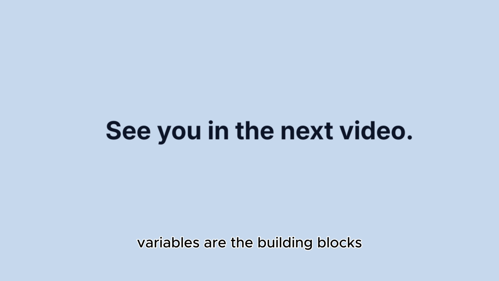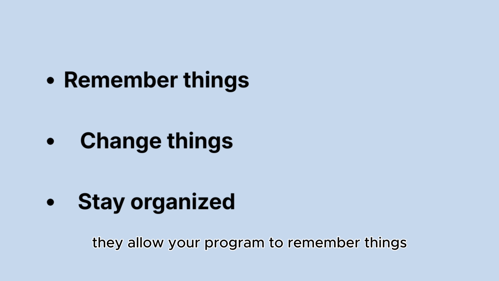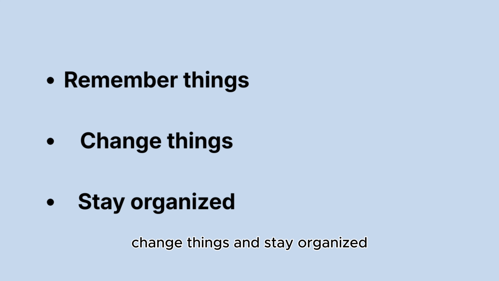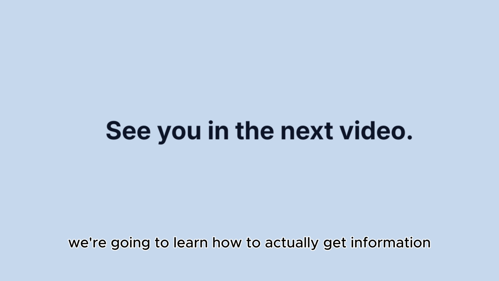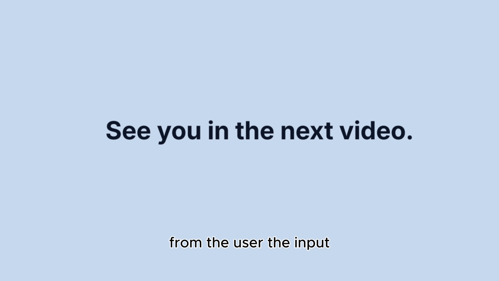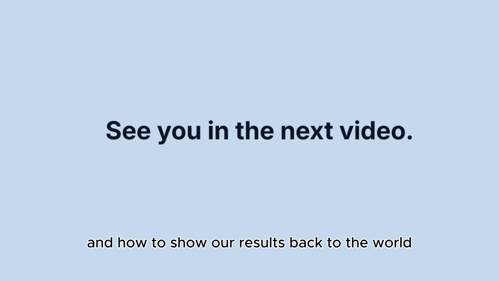Variables are the building blocks. They allow your program to remember things, change things, and stay organized. Now that you know how to store data and name it, you're ready for the next step. In our next video, we're going to learn how to actually get information from the user, the input, and how to show our results back to the world, the output.